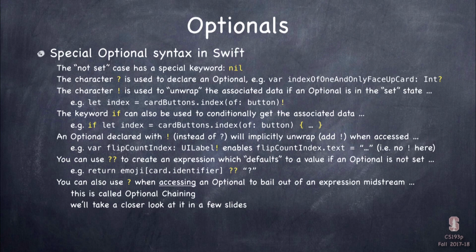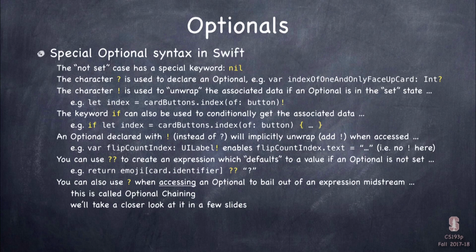So all of these special characters we have for optionals, question marks, exclamation points, ifs, double question marks, all that stuff is just so that we don't have to be constantly switching on an optional and doing case this, case that. But that's all it's doing under the covers. It's just syntactic sugar. It's not doing anything else. It's nothing special. And so I'm going to show you what all these special characters look like in enum land.